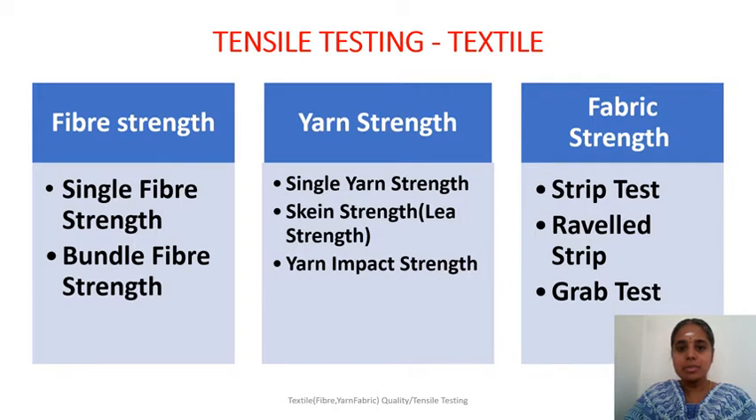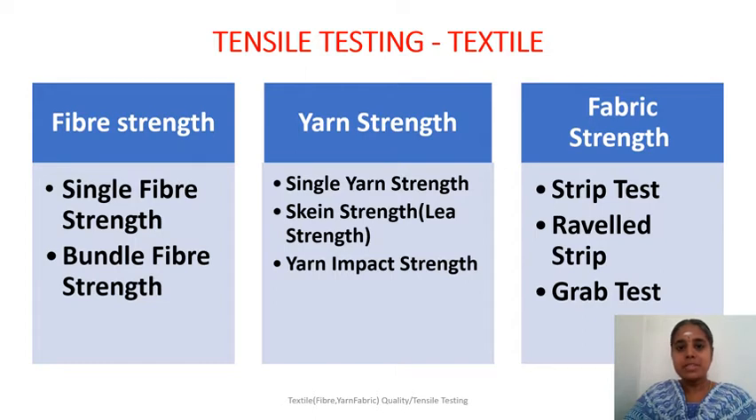So with regard to fiber strength, there are two types of fiber testing available. The first is single fiber strength testing. And in single fiber strength, as we know, only one single fiber is taken and tested. A very small, fine, short, or long single fiber is used for tensile testing. Usually, this is done for synthetic fibers. Long fibers and continuous fibers are taken and tested for single fiber strength testing.